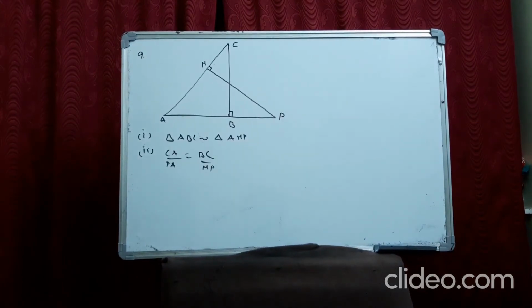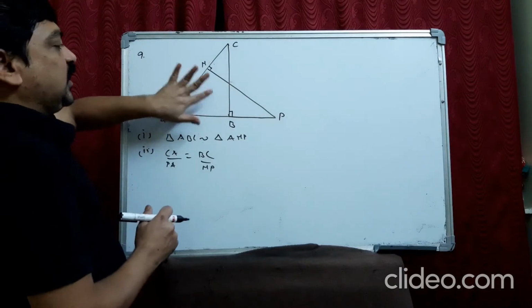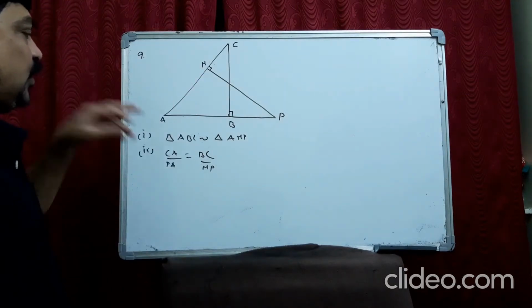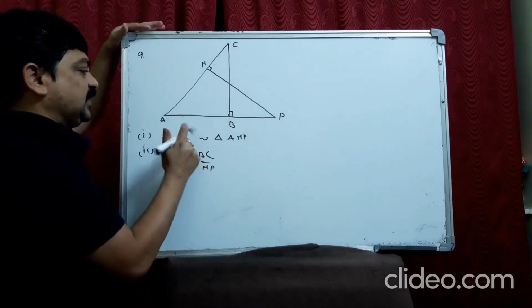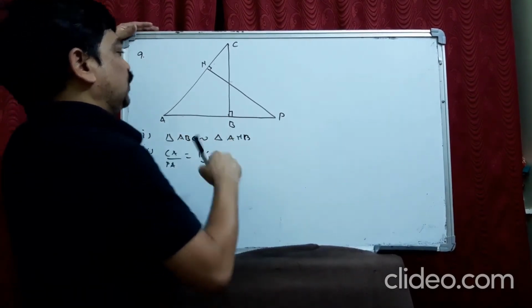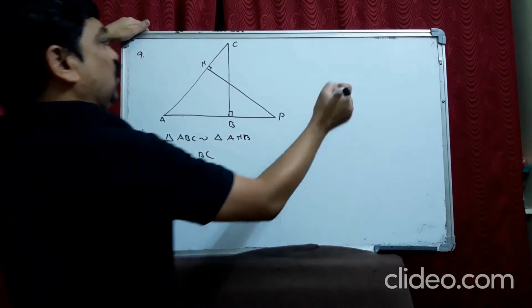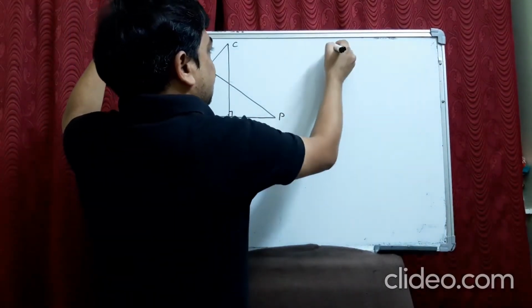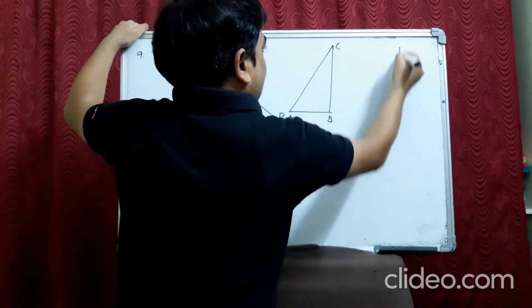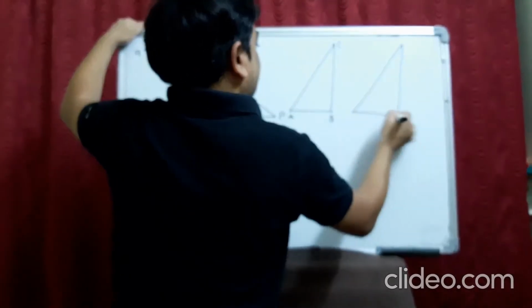Right. See in the ninth question, two right angle triangles are given together, and we are asked to prove that triangle ABC is similar to triangle AMP. Let us draw these two. Both are right angle triangles. Let us draw both right angle triangles like this. Triangle ABC and triangle AMP.